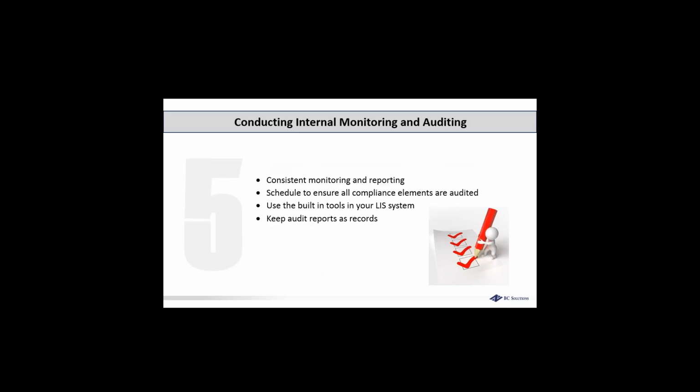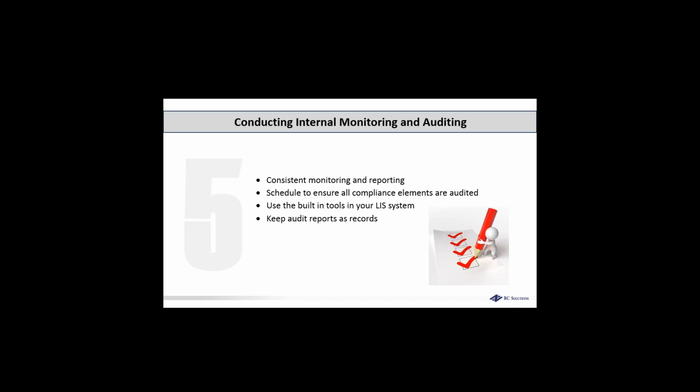Step 5, conducting internal monitoring and auditing. The best way to know if the compliance program that you have been working so hard on is actually working as intended is to conduct internal audits and monitor key areas on a regular basis. A successful compliance program will require consistent monitoring and reporting to the compliance officer and committee. This monitoring should detect any non-compliance, fraud, and abuse.